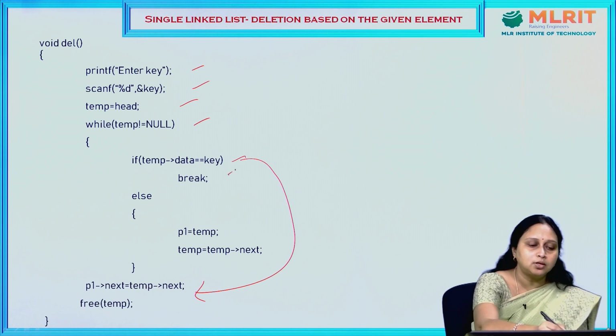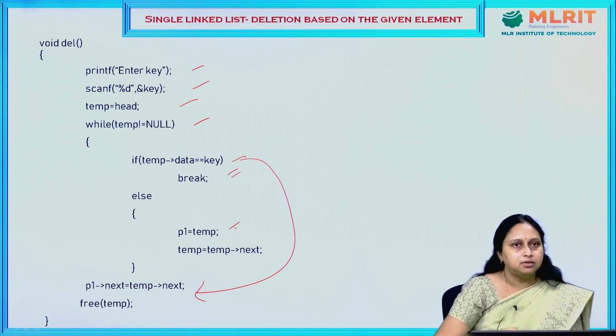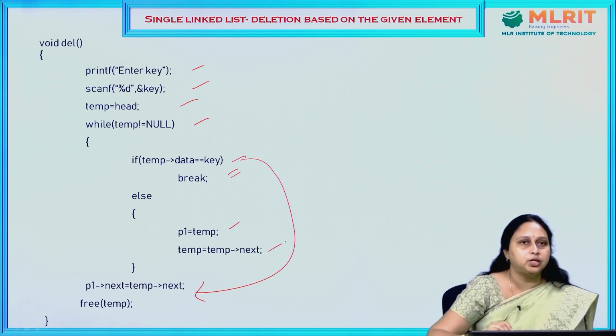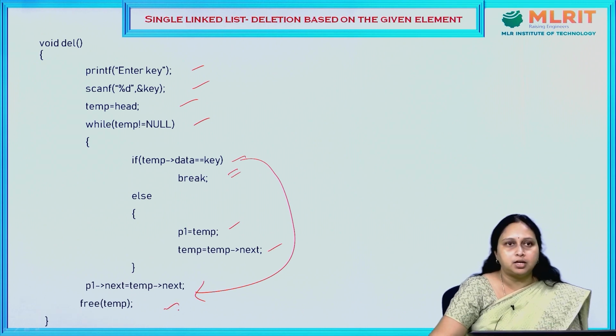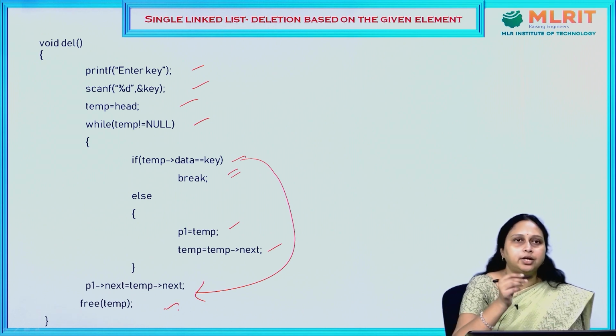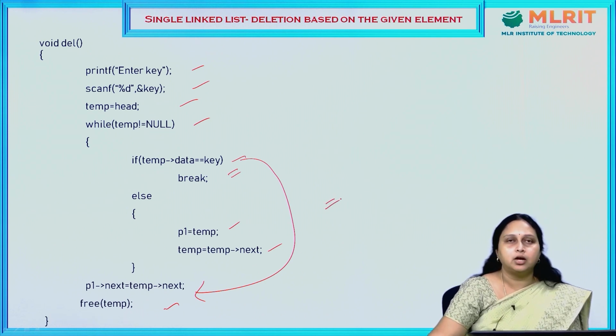If it is not the case, then you are going to store your temp value in P1, that is some previously referred pointer variable, and temp will move to the next location. After doing all this, we need to free the temporary variable so that we delete that particular node from the single linked list. This is how we are going to perform the operation of deletion based on the given element.